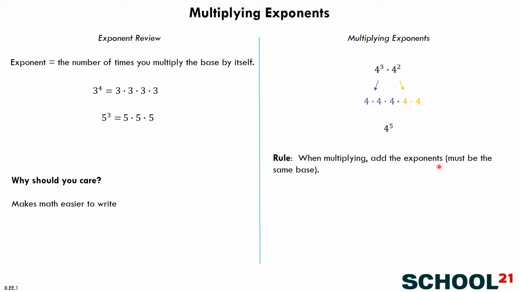So let's do just a couple of examples here. This one. So 5 to the 6th times 5 to the 2nd would be 5 to the 6 plus 2, which is just 5 to the 8th. A lot easier than writing it out, right? Yeah. Okay, good. Let's do another example.